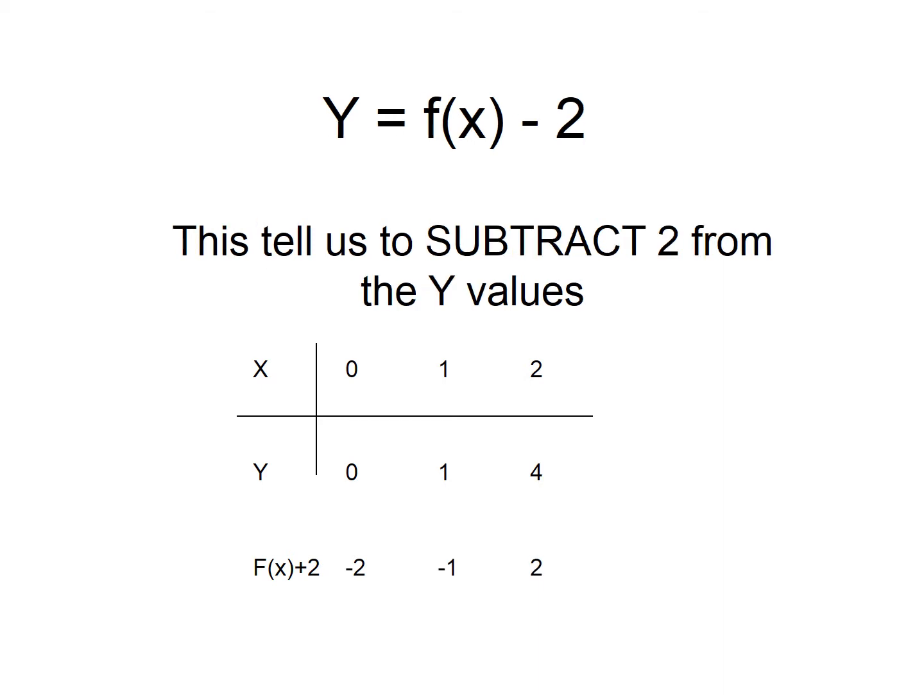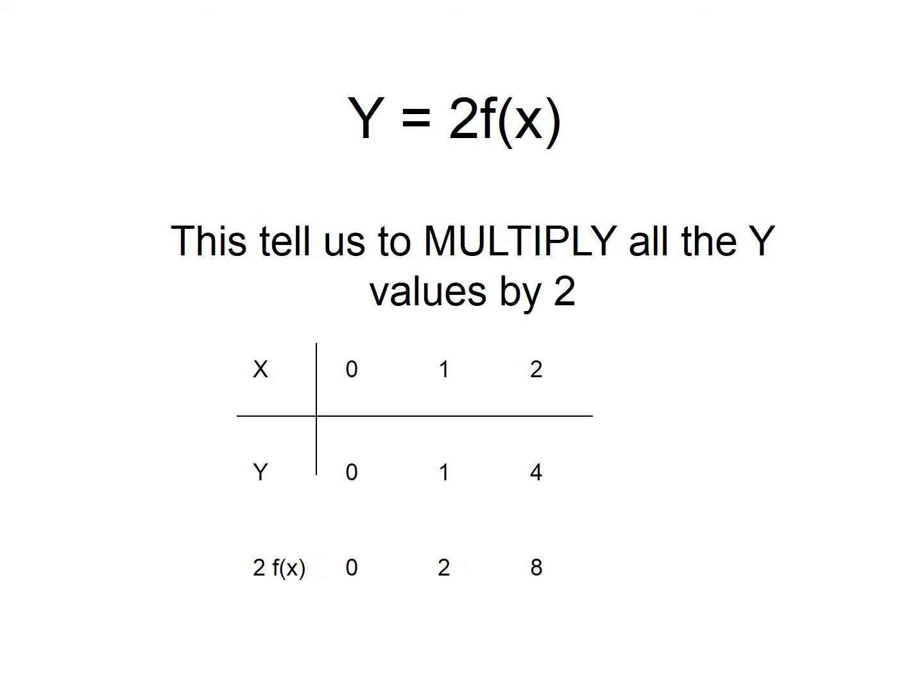Similarly, f(x) minus 2 tells us to subtract 2 from all the y values. So this is a translation, 2 down. Here we have 2f(x). This is telling us to multiply all the y values by 2. We call it a stretch, because basically it's pulling all the values either up or down. And so it's a stretch in the y direction.